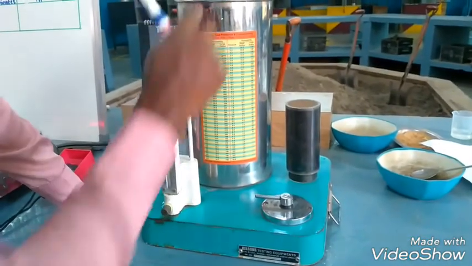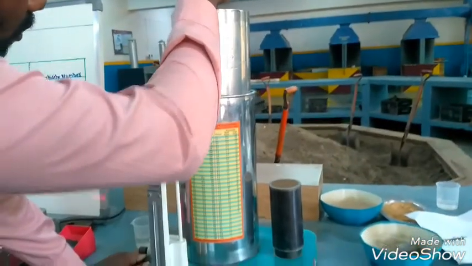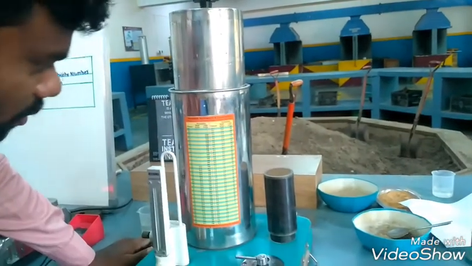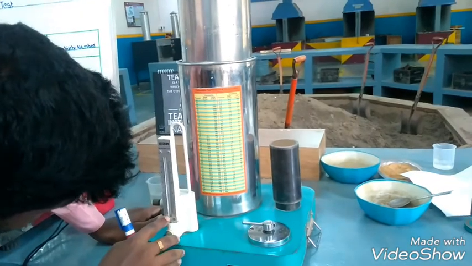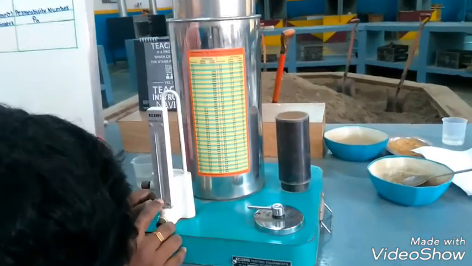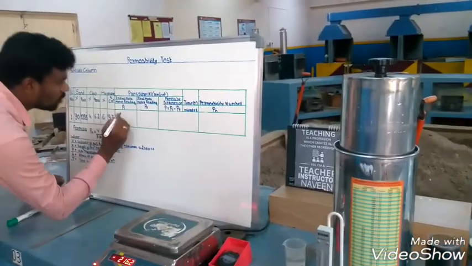Now we have set up the edge of the water tank level. Next, before applying the pressure, we want to note down the initial pressure. The initial pressure is 0.5. Write down the initial pressure 0.5.